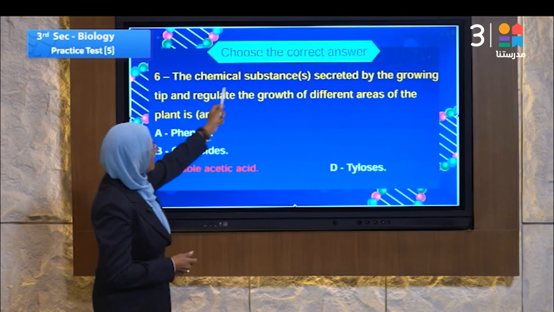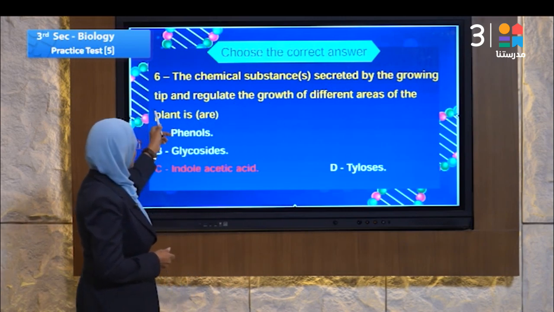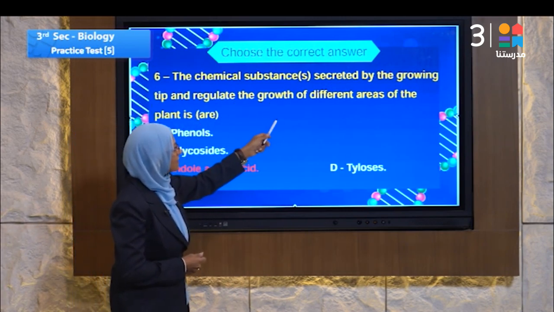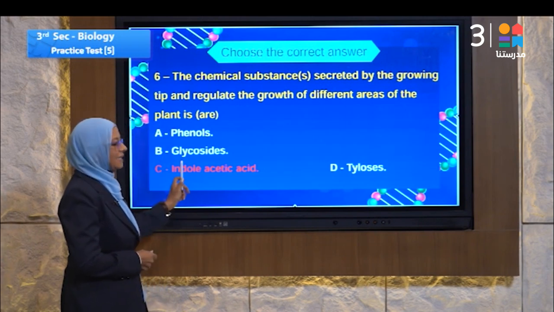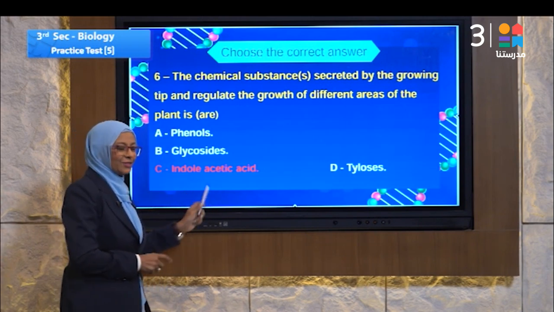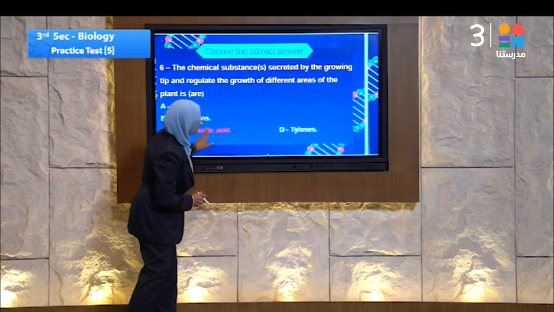So the chemical substance secreted by the growing tip that regulates the growth of different areas of the plant is indole acetic acid. That's the answer. Let's go to question number 7.